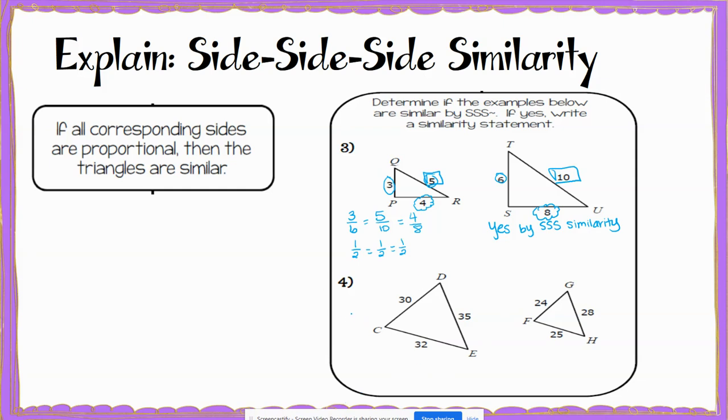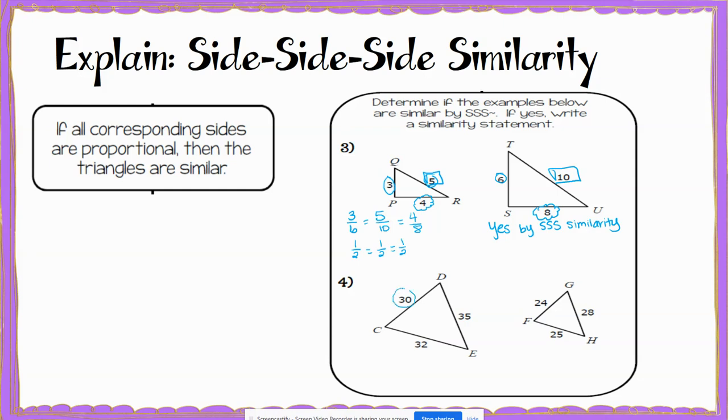Now let's look at number 4. We have CDE compared to FGH. Well, it looks like these haven't been turned or flipped or anything, so it looks like CD corresponds to FG. So we just need to look at our ratios.